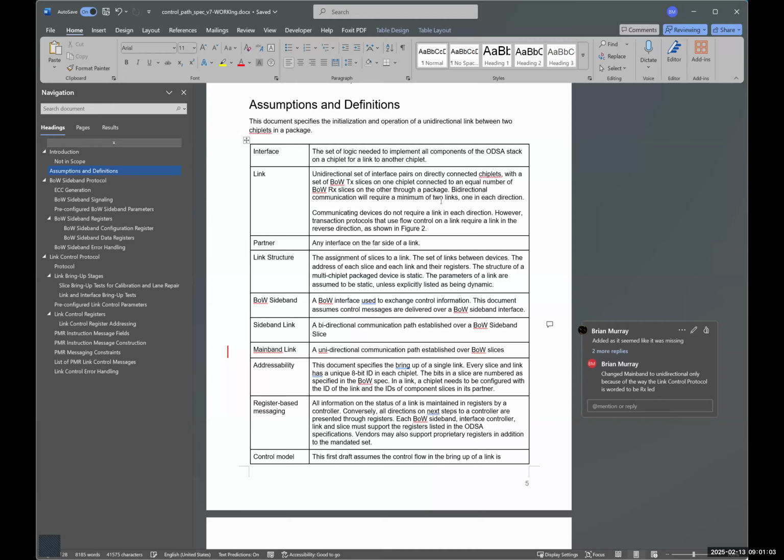Yeah, so we don't say which slices they are. We just say it's a group of slices. Right, so we definitely need to understand this.